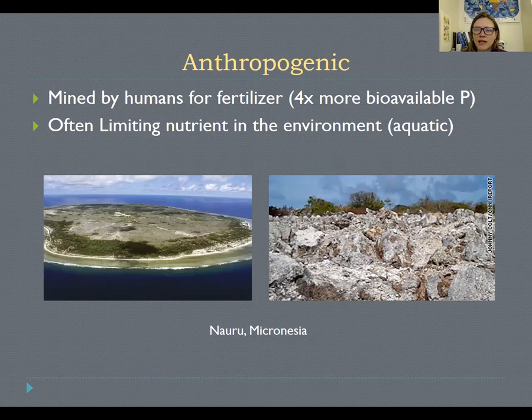But unfortunately, it can lead to pretty serious degradation of natural environments in some of the places that this is happening. So here's a picture of Nauru, which is an island in Micronesia that's had a lot of negative impacts from this kind of heavy duty phosphate mining. So that's something to keep in mind.